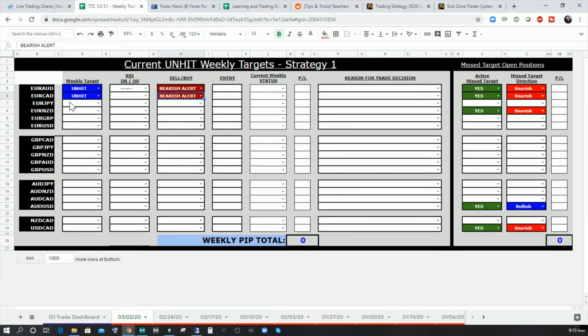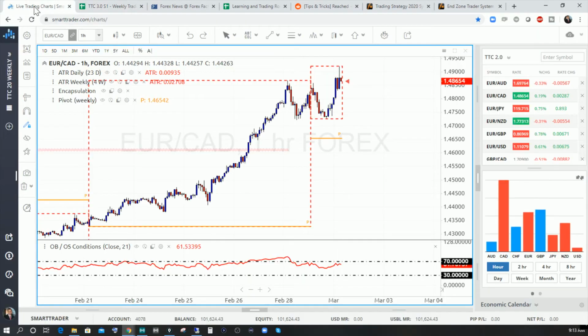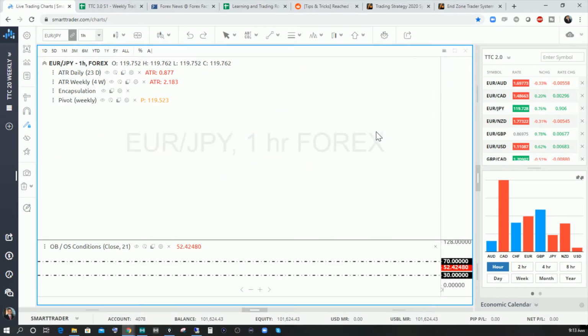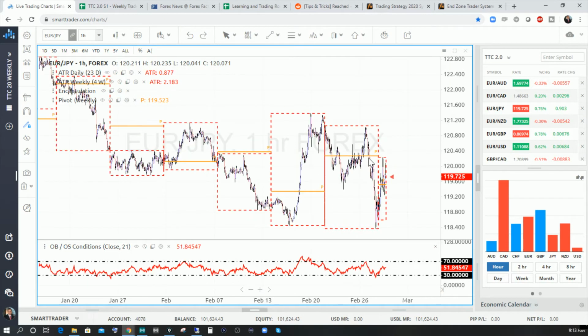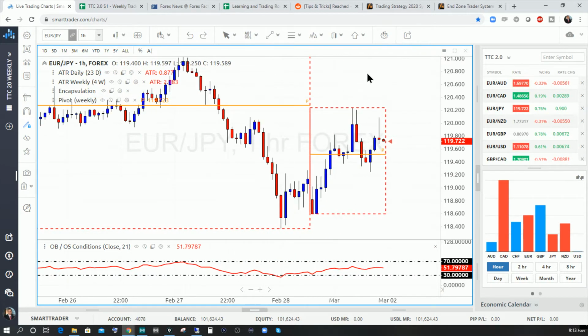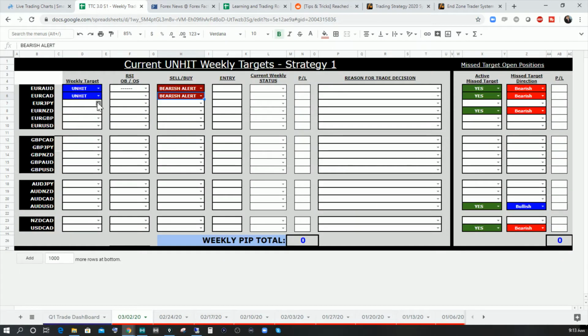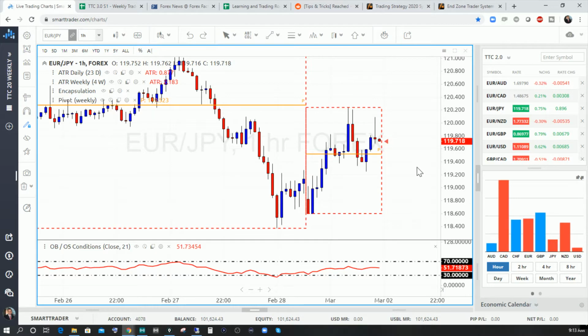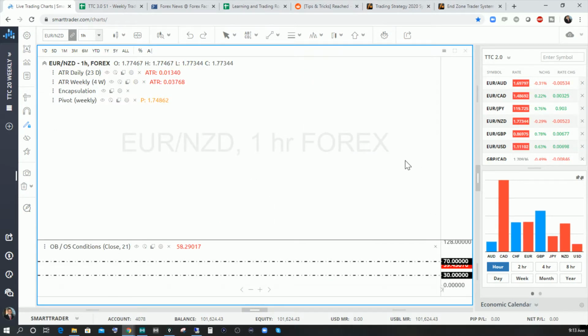But this is new opportunities for those new traders that are looking to go ahead and get in on the market. Now, Euro JPY, let's take a look at that one right here this week. And Euro JPY is currently a hit target, so no opportunity on this one right here. Let's go to Euro New Zealand dollar. Now, we are in on the Euro New Zealand dollar already. But let's see what it's creating here.